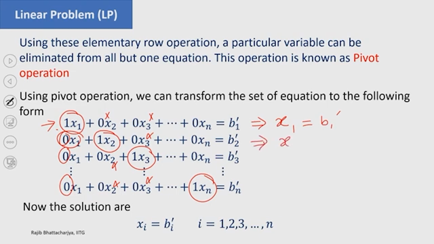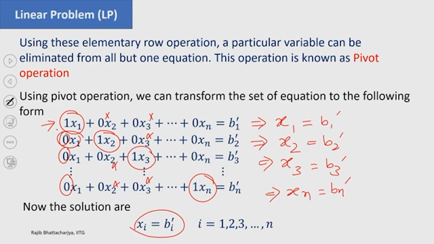Similarly, from the second equation, you just see the coefficients of x 1, x 3 up to x n are 0, and only the x 2 variable remains. So x 2 will be b 2 dash. Similarly, from this I can find x 3 equal to b 3 dash, and from the last equation I can find x n equal to b n dash. So what is the solution? Solution is x i equal to b i dash for i equal to 1, 2, 3 up to n.